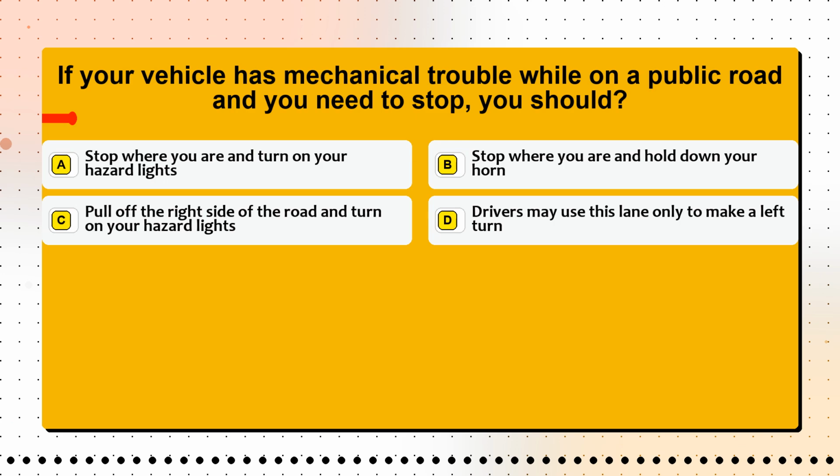Question 33. If your vehicle has mechanical trouble while on a public road and you need to stop, you should? Here are the options. Option A. Stop where you are and turn on your hazard lights. Option B. Stop where you are and hold down your horn. Option C. Pull off the right side of the road and turn on your hazard lights. Option D. Drivers may use this lane only to make a left turn.